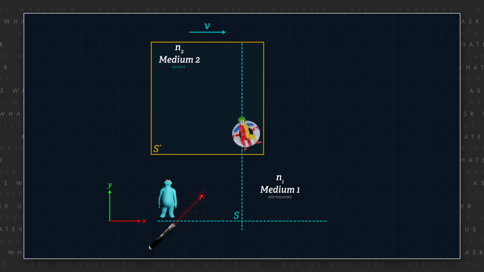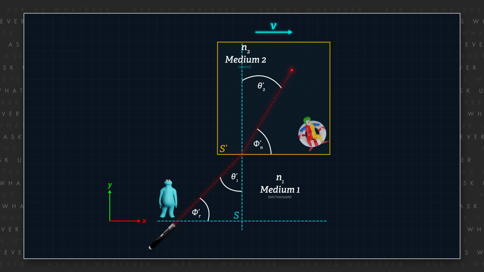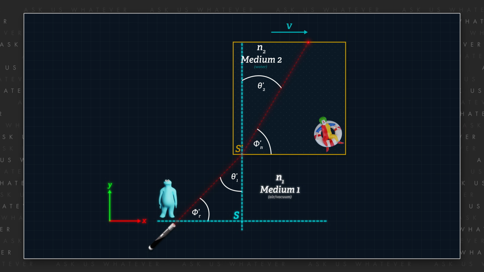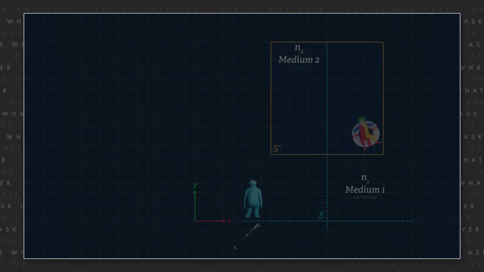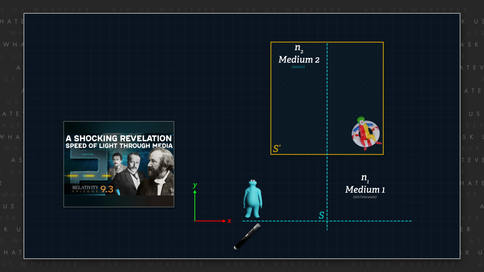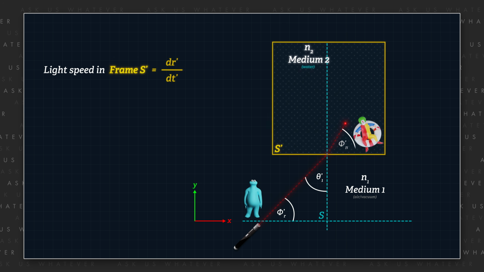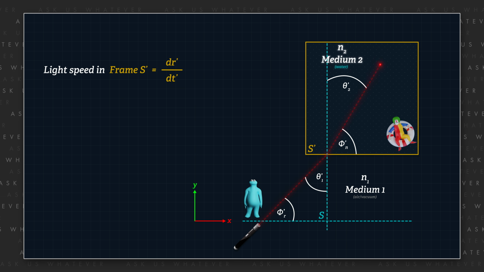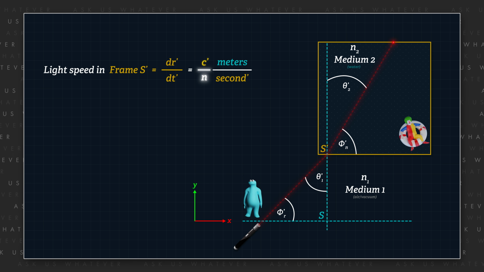If refractive medium 2 moves in the x direction at velocity v with respect to the stationary frame S, the refractive medium absorbs and then re-emits the light, causing the medium to impart a ballistic velocity v to the light. As we learned in episode 9.3, the speed of light passing through a refractive medium with refractive index n that is stationary relative to the Earth is equal to c prime divided by n meters per second prime.